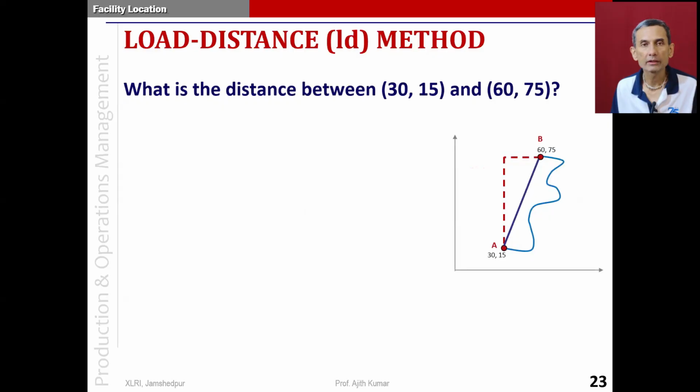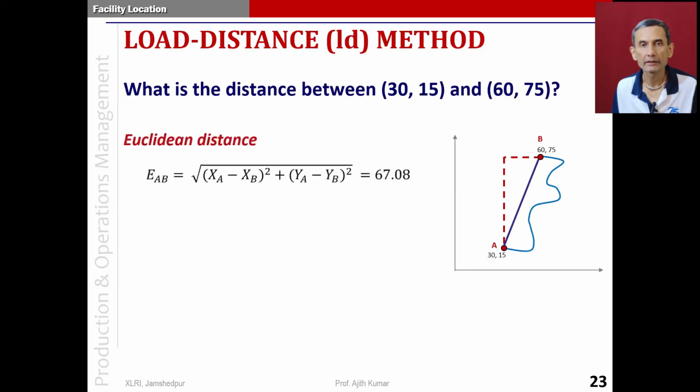Now, how do we compute the distance between two locations? There could be multiple methods. So let's take an example. The distance between these 2 points, (30, 15) and (60, 75), can be computed by the method of Euclidean distance. Euclidean distance is computed like this: the square root of the sum of the squares of the differences between the x and y coordinates of the two locations. For example, here we have points A and B. So within the square root, we have (xa minus xb) the whole square plus (ya minus yb) the whole square. The square root of this sum is the Euclidean distance between the 2 points.